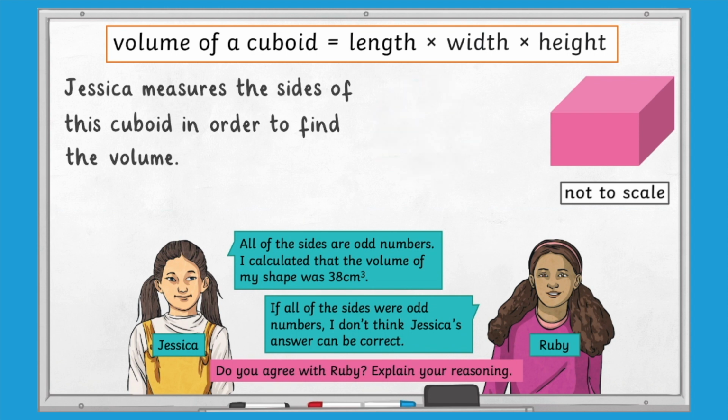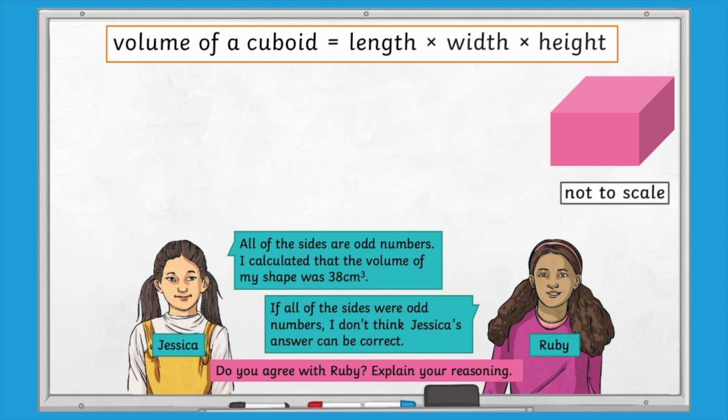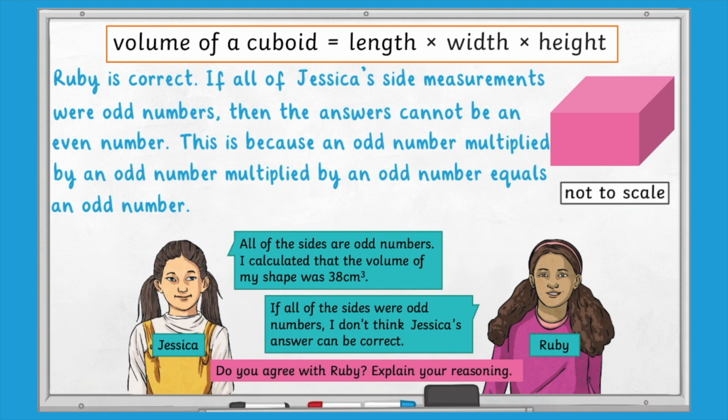Have you finished? Well done, here's the answer. Ruby is correct. If all of Jessica's measurements were odd numbers, then the answer cannot be an even number. This is because an odd number multiplied by an odd number multiplied by an odd number equals an odd number. For example, 3 multiplied by 7 multiplied by 5 equals 105 cubic centimetres.